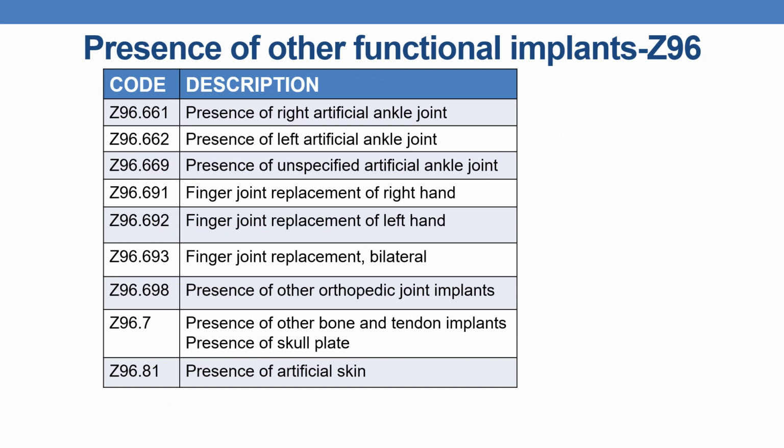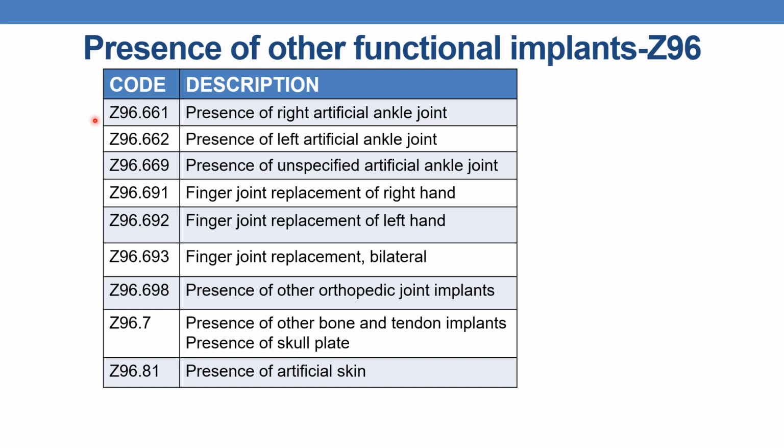An important point to remember is that when it comes to artificial joints, there are only two bilateral codes: the bilateral code for artificial hip joint and the bilateral code for artificial knee joint. And the rest of the joints don't have a bilateral. Even finger joint, finger joint also has a bilateral code. You can see here, Z96.693 indicates finger joint replacement, bilateral.